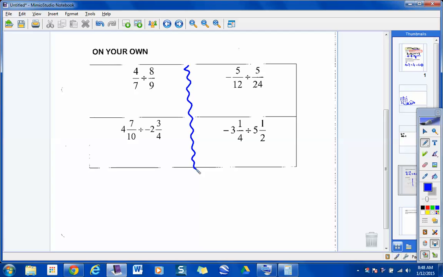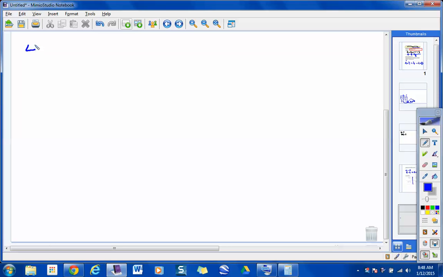All right guys, you're going to read the problems. I'm going to move to a blank page so I've got some more room to work here. But the first one was 4/7 divided by 8/9. What did you call that? 4/7 times what?